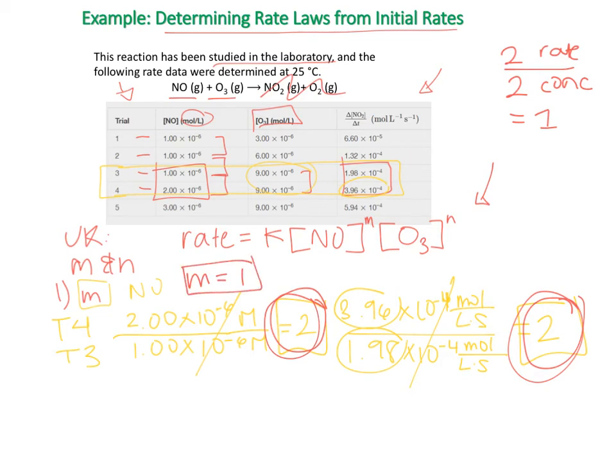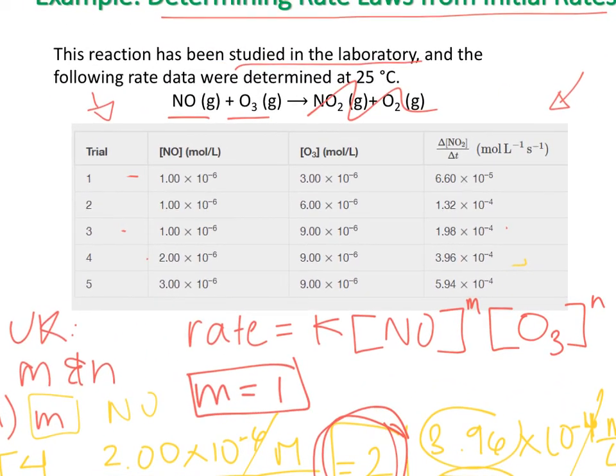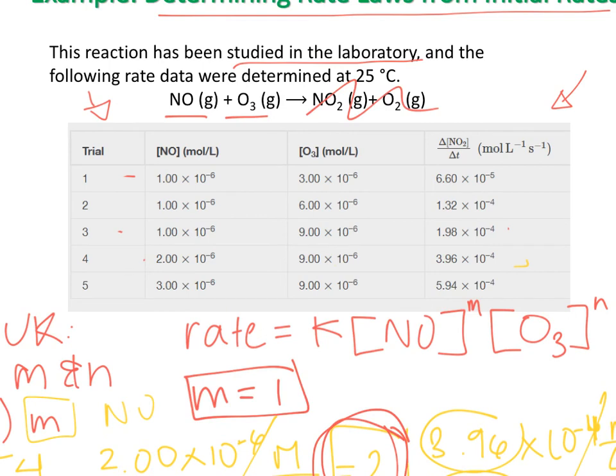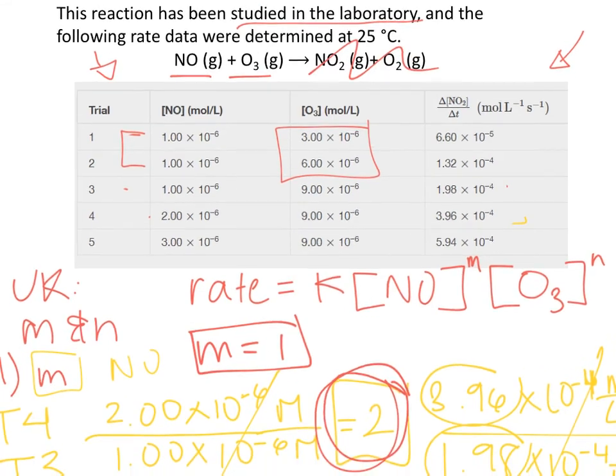Okay, now I'm going to clean up a little bit here so we can work on the order for O3. So for O3, we would be doing the same thing. Now we are searching for N, and this is related to O3. So now let's take a look at our data. In trial 1 and 2, we can see that NO is staying constant, so that's good, but O3 is changing. So let's go ahead and take a look at that.